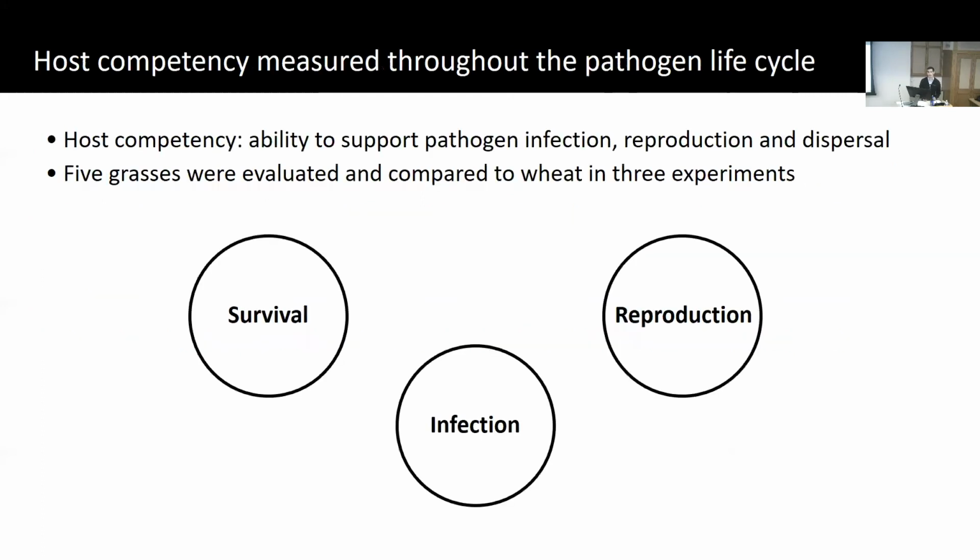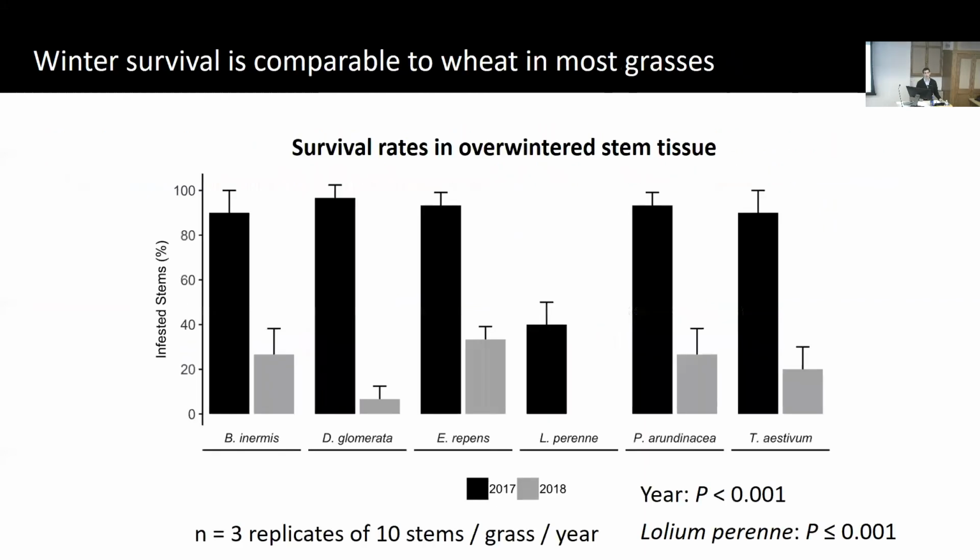We measured the host competency of 5 grasses during 3 stages in the pathogen life cycle, and to be clear, I'm defining host competency as the ability to support pathogen survival, reproduction, and infection. So we examined each of these in separate experiments. The first was a winter survival assay that went on for 2 years and measured pathogen persistence in individual stem pieces that were artificially inoculated and left outside.